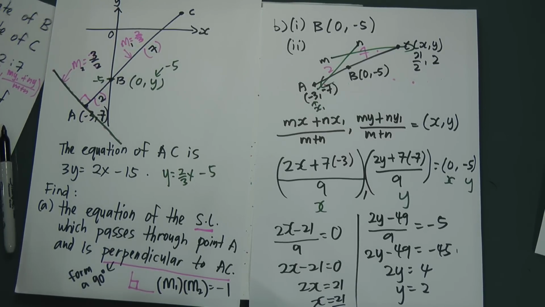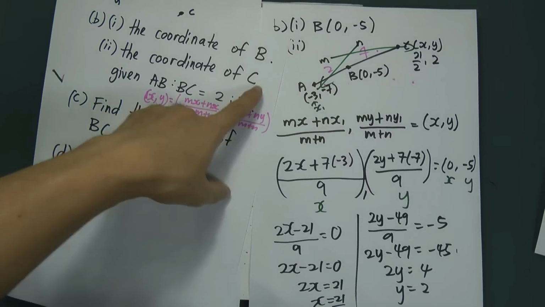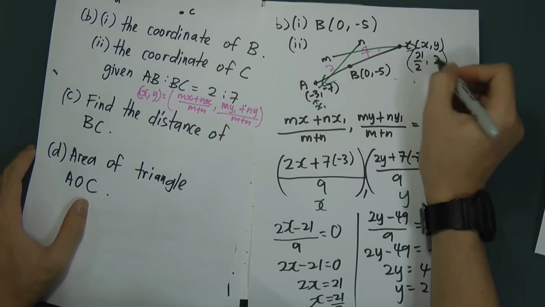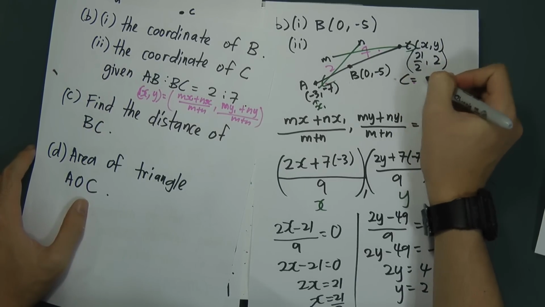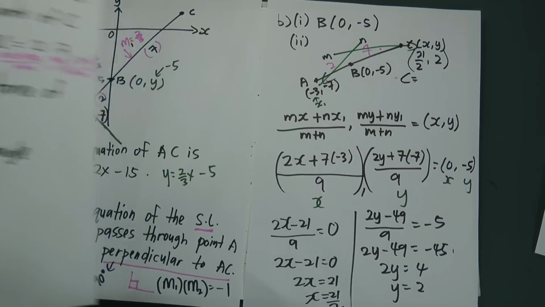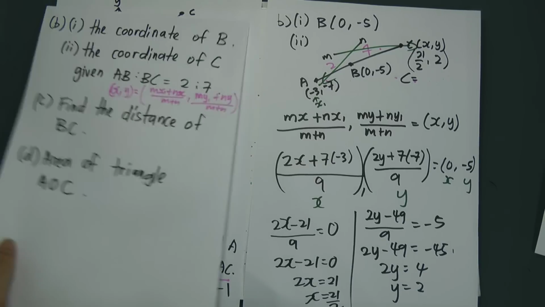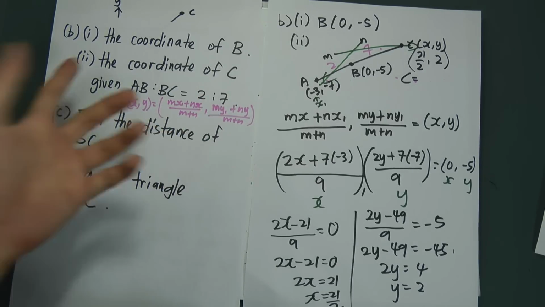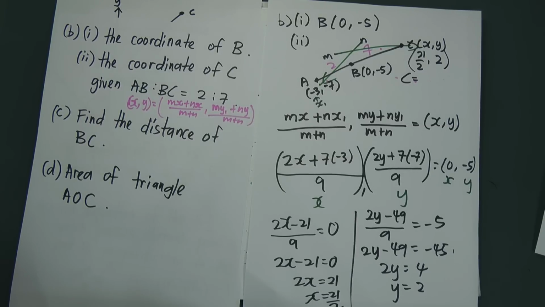Then you can get the coordinate C. People ask for coordinate C. This is coordinate C, which is 21 over 2 and 2. This is the coordinate C because he asked for the coordinate C. So after that, you got C equals to 21 over 2 and 2. Okay, got it? Very good.